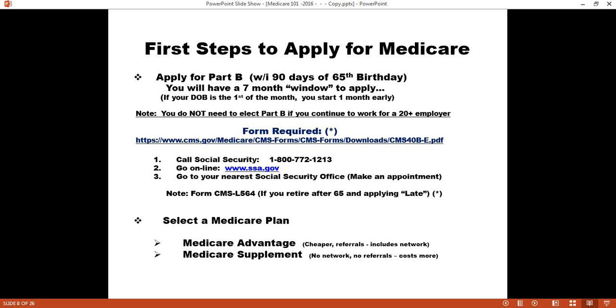Once somebody's filled out that form, they can call Social Security, and I have the toll-free number there, and they can apply over the phone, or they can go online at www.ssa.gov. Again, I have the website right there. I find that 20 years ago, people would not go online. Most people who were turning 65 way back when were not comfortable with computers, so that's changed dramatically. The vast majority of people that I deal with now do apply for Medicare Part B online, or they can make an appointment at their nearest Social Security office and go there in person. Some people just like to have someone in front of them that they can talk to.